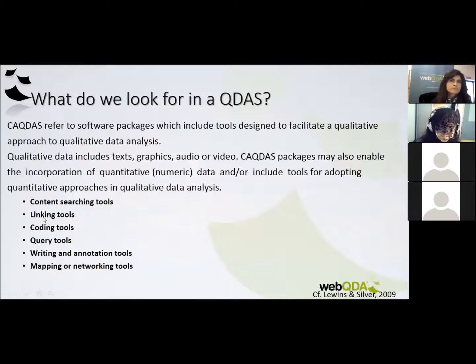We want software that enables us to link data and categories, and also to link the project, our electronic file, with other platforms. This is fundamental, as you all probably know. Coding is one of the main tools that qualitative researchers use. So we need, obviously, that the software has these tools.